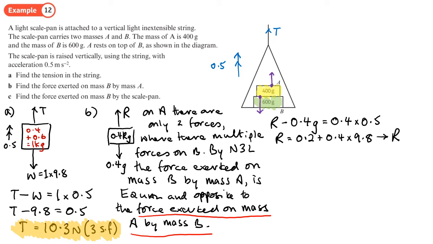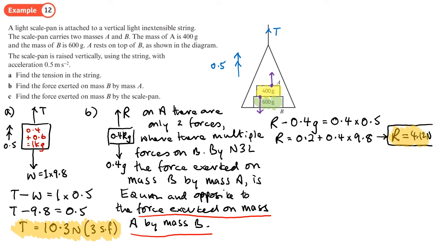And from that, we will get R equal to, let's work this out on our calculator. So 0.2 plus 0.4 times 9.8, and we get 4.12 newtons. Okay, and we can leave it like that. That's three significant figures, or we can change it to 4.1.